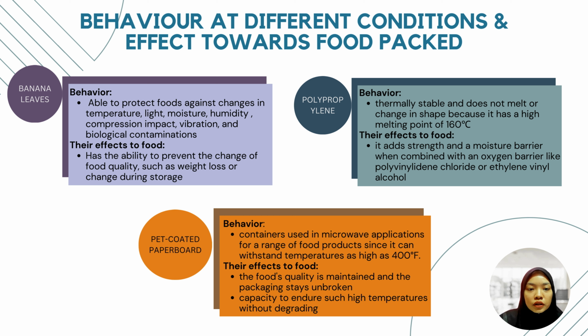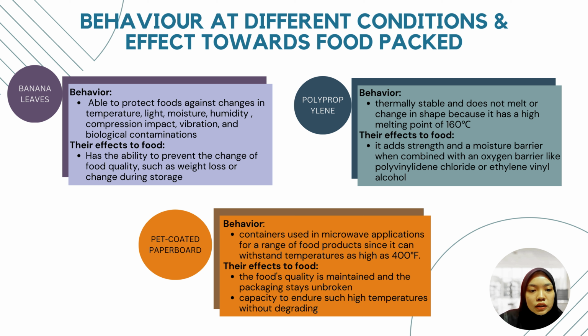So next is the behavior of polypropylene. It is thermally stable and does not melt or change in shape because it has a high melting point, which is 100 degrees Celsius. So it adds strength and a moisture barrier when combined with an oxygen barrier like polyvinyl chloride or ethylene vinyl alcohol, which can ensure the stability and the quality of the product.